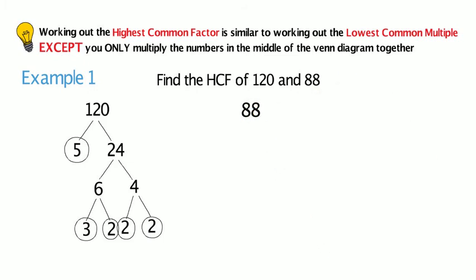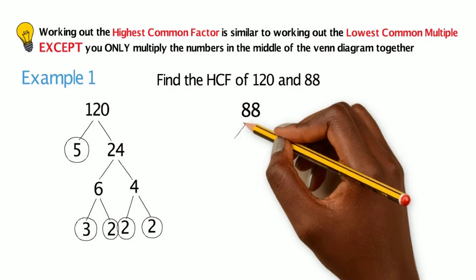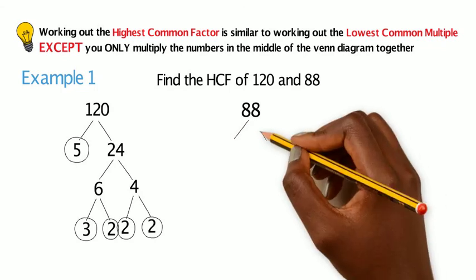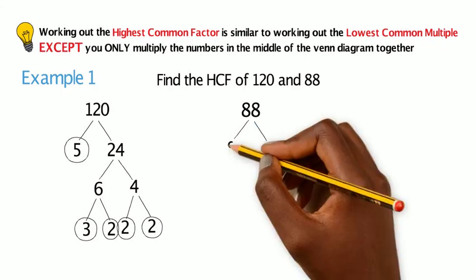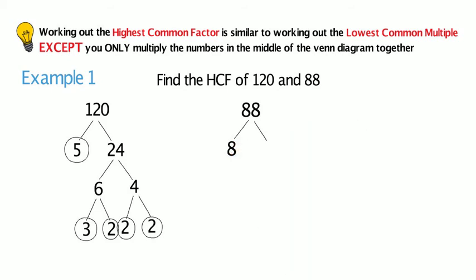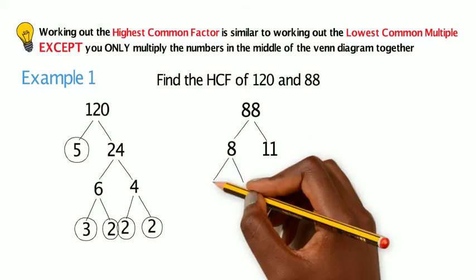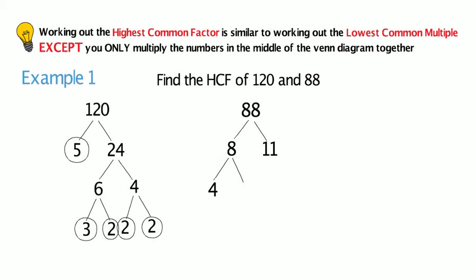And then now we need to draw a prime factor tree for 88. So 88 can be broken down into 8 and 11. 8 can be further broken down into 4 and 2, and 4 can be broken down into 2 and 2. Then circle your prime factors.